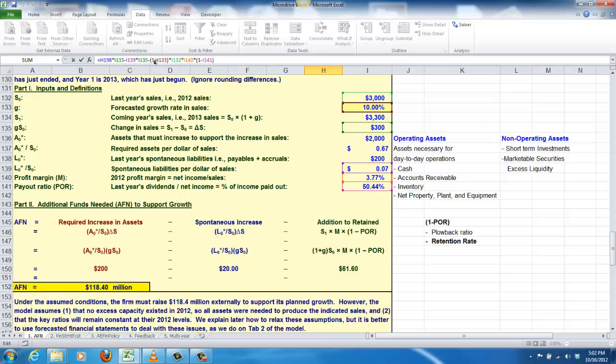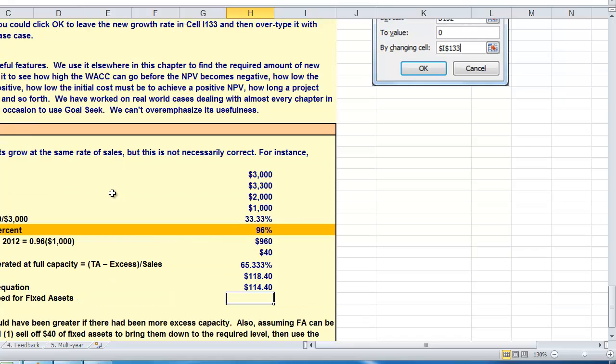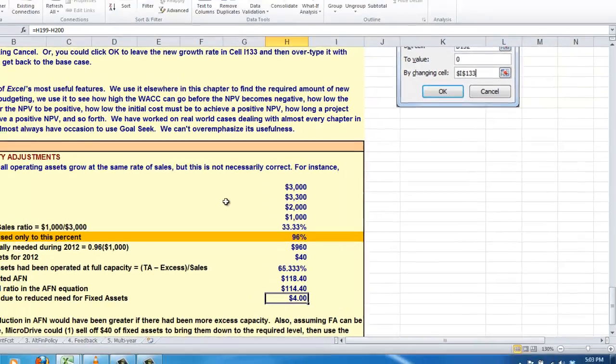Then finally our last argument, this long argument here, is 1 plus the growth rate of 10% multiplied by the profit margin, I-132, multiplied by last year's sales here, multiplied by the profit margin at I-140, multiplied by 1 minus the payout ratio, and that gives us additional funds needed of 114.40, which is a reduction based on the amount of capacity used of $4 million.